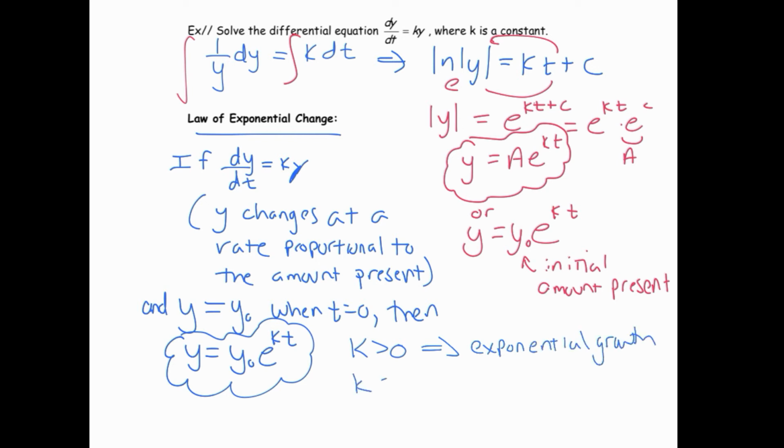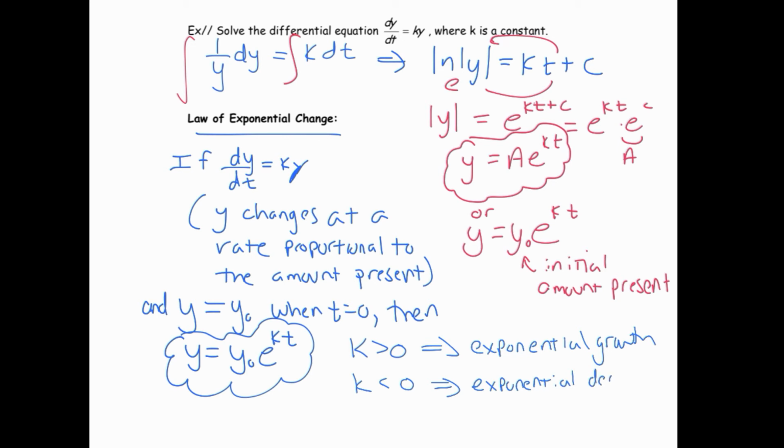And if k is less than 0, then your dy/dt is going to equal a negative value, and that means it's going to be exponential decay.